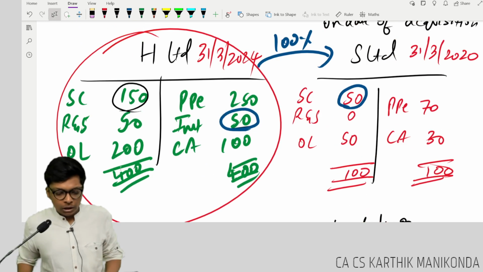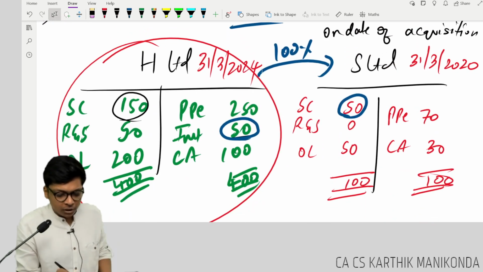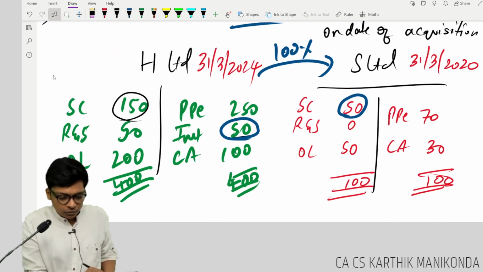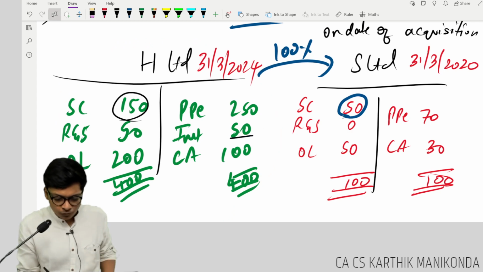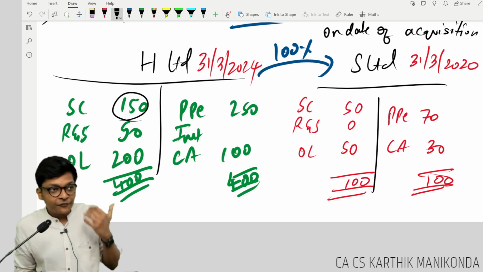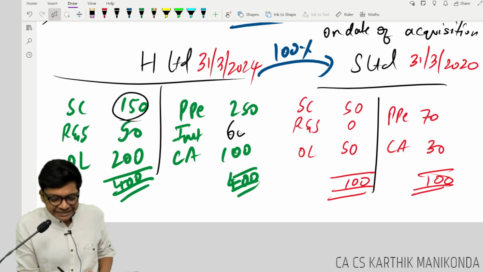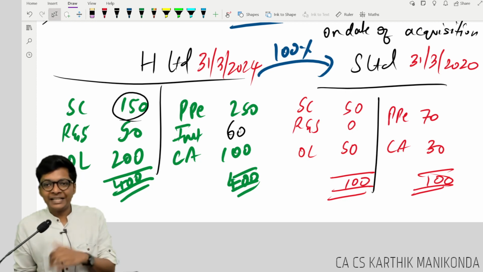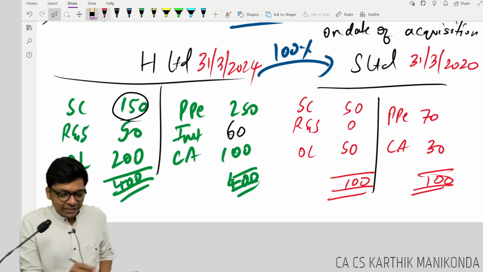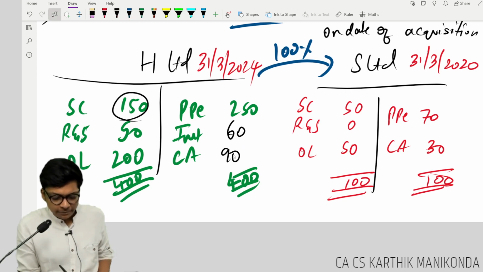Okay. Now what changes am I doing? Follow closely. Only one change. The investment where I paid 50, I am changing it to 60. I paid how much, guys? 60. Then automatically current assets instead of 100 will be 90. Balance sheet will tally.